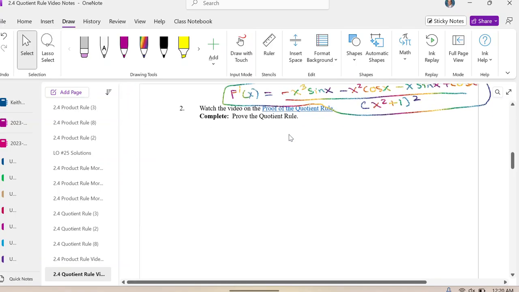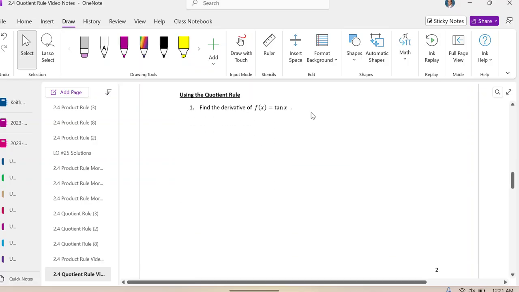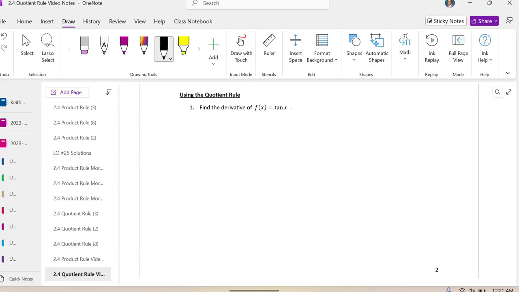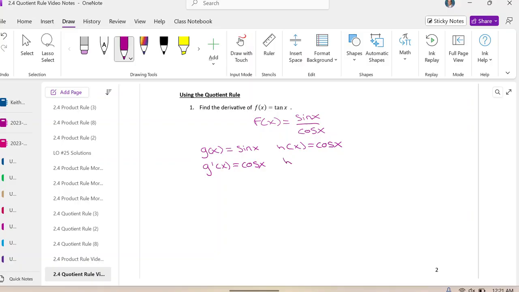So we'll skip the proof of the quotient rule. We'll go to how does the quotient rule help us? Well, we can use it to find derivatives of certain trig functions that are quotients themselves, like for example, tangent is sine x over cosine x, right? So basically that means the numerator is sine x, the denominator is cosine x, so that means that the derivative of sine is cosine x, the derivative of cosine is negative sine.